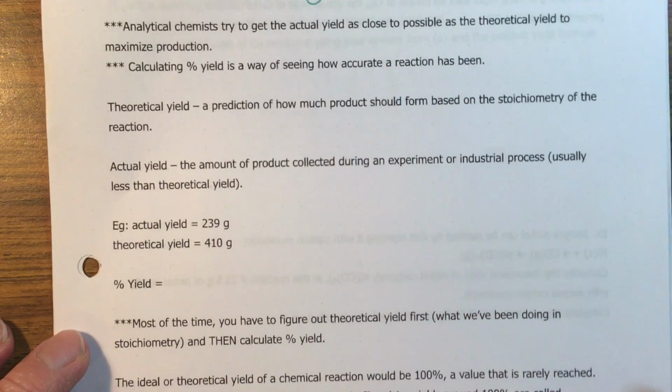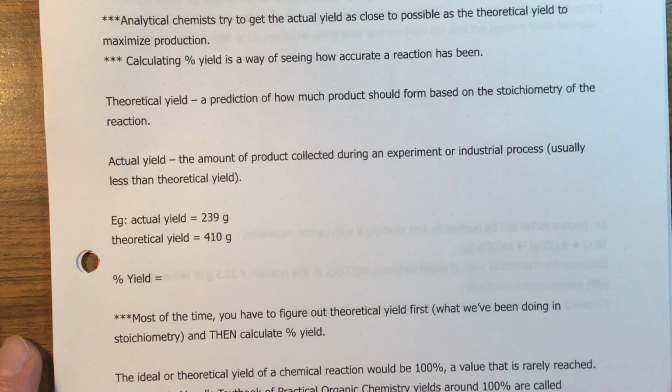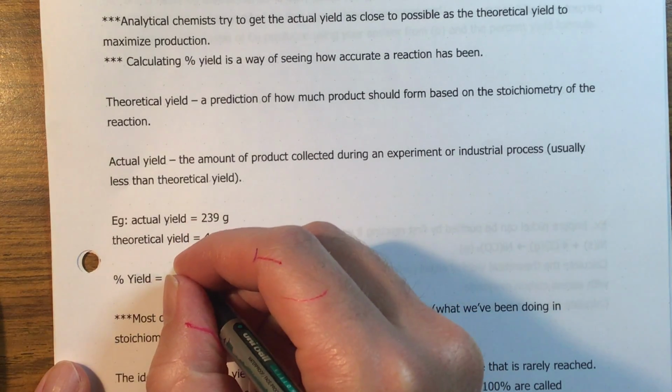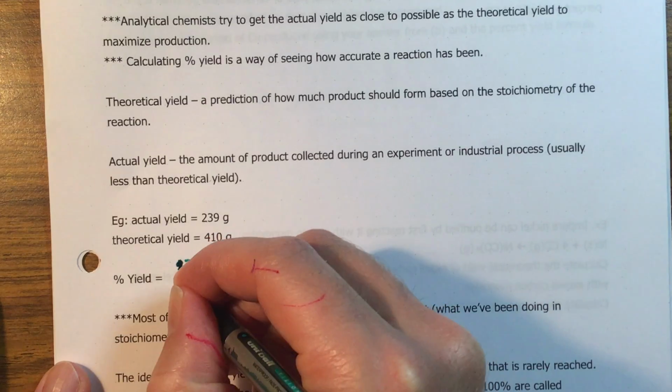So here's an example. Our actual yield is 239 grams. Our theoretical yield is 410 grams. So our percent yield is 239 divided by 410.